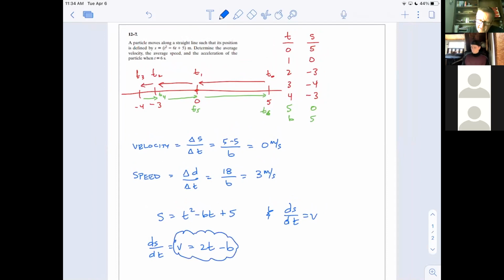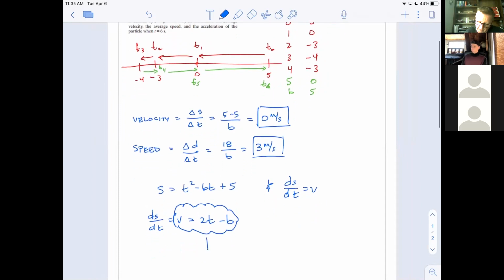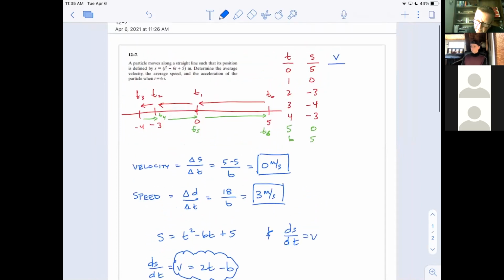So in these two answers up here, we had the average, and that's fine for the entire 6 seconds. But this velocity formula allows us to find the velocity at any time we want. Like, for instance, let's go fill this chart in a little more. What's your velocity at time 0? Well, according to this formula right here, if I put in t = 0, I get -6. That's your velocity. Does that make sense? Why would it be negative? Well, he's going left. That makes sense.